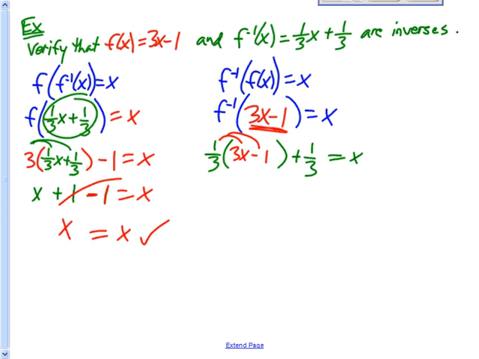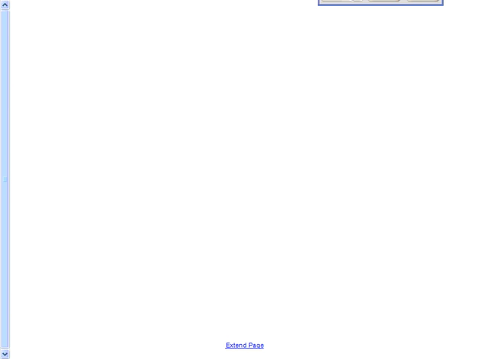That's 3/3 x, or 1x. 1/3 times -1, minus 1/3. Got the plus 1/3 still. Notice those cancel. Hey, x equals x. Check mark. Yes, they are inverses. I just showed my verification there. Okay? All right, let's do one a little bit more difficult here.